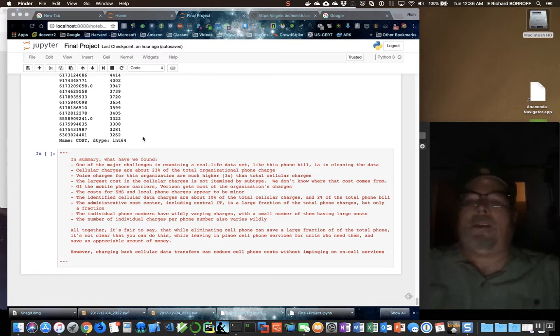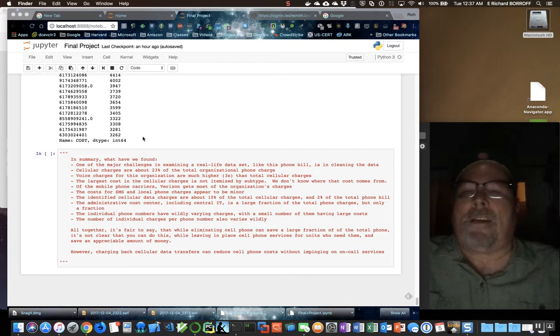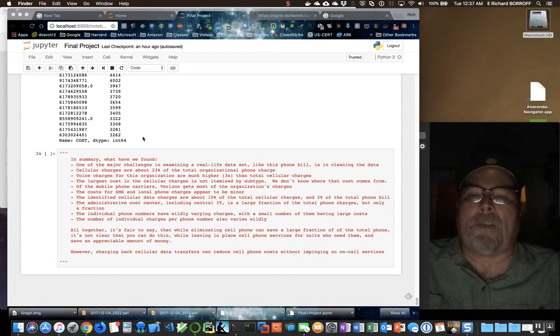So using pandas, I could determine the fraction of charges on the phone bill that belonged in cellular, whether that cost was really an appreciable amount of the phone bill. It turned out cellular charges were 23% of the overall phone bill. But most of the charges were for groups other than the administrative IT group. So cutting phone costs by dropping cellular phone service may not be possible because other groups may need it for on-call duties other than IT. However, there are some very large data charges that skew the information for all those cost centers.